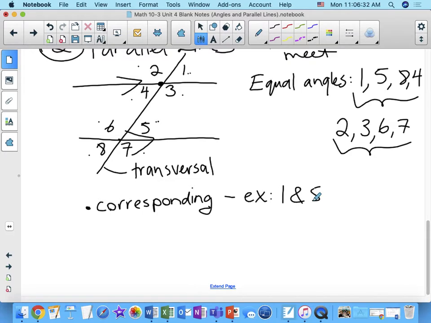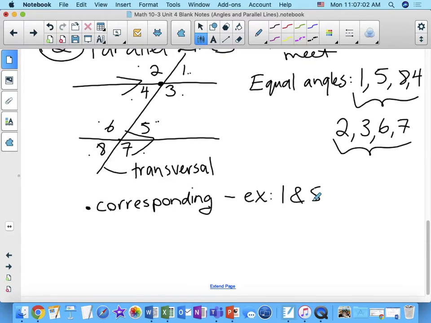Now, are corresponding angles equal, or do they add to 180? What's the relationship? Are they equal, or do they add to 180? Yep, they're equal.